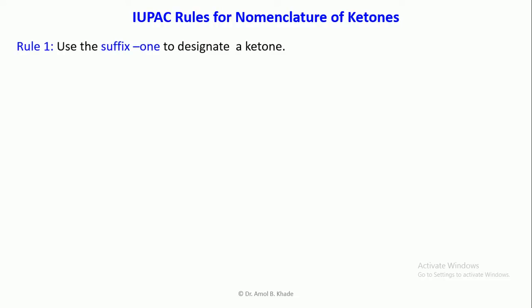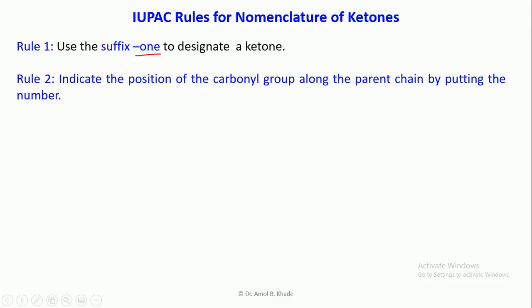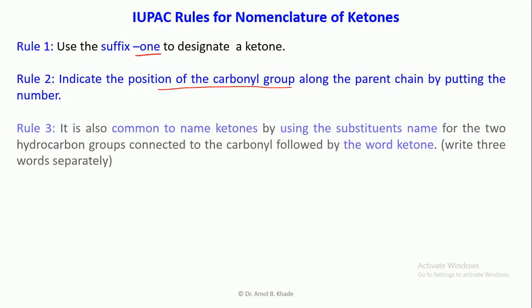Now we will see the rules for giving names to the ketones. Here for ketones the suffix will be one. One will be the suffix to designate that it is a ketone. Then you have to indicate the position of this keto group, that is the carbonyl group, along the parent chain by putting the number, wherever it is.